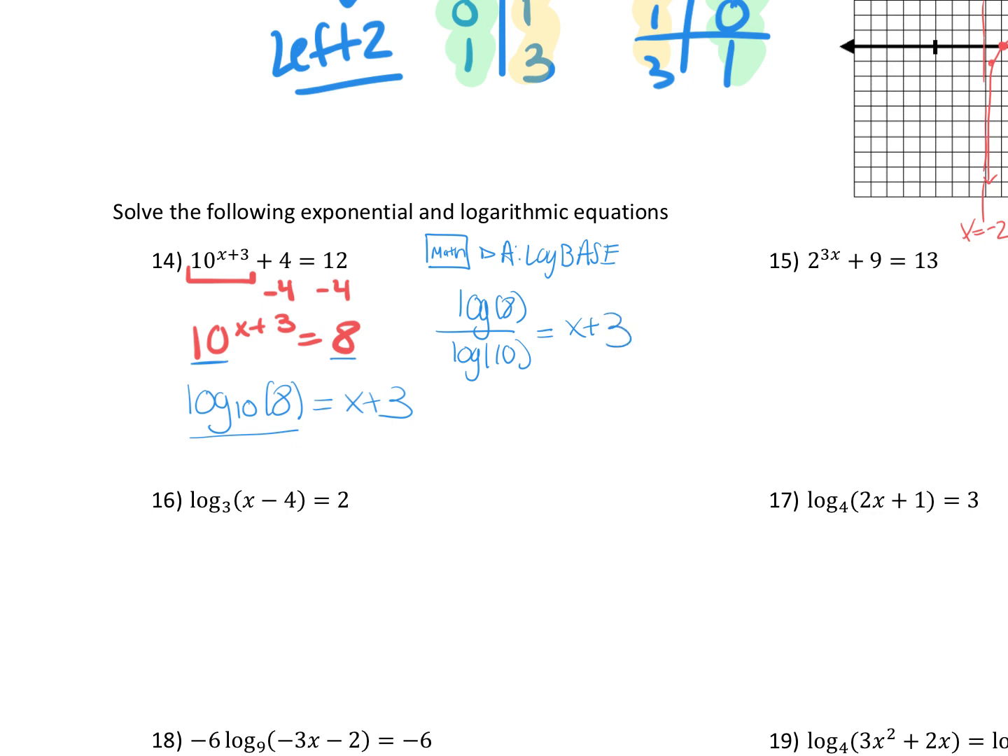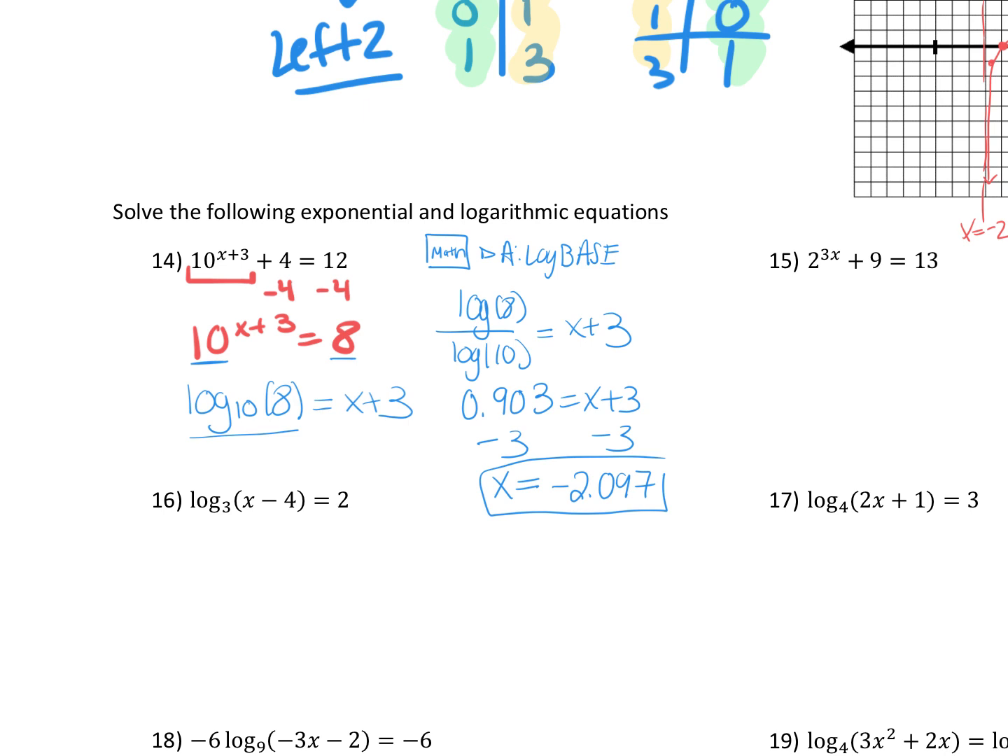Either way, you're going to get 0.903, and then to finish solving for x, I would -3. And so x is going to equal -2.097. And I'd follow these same rules for the number 15.